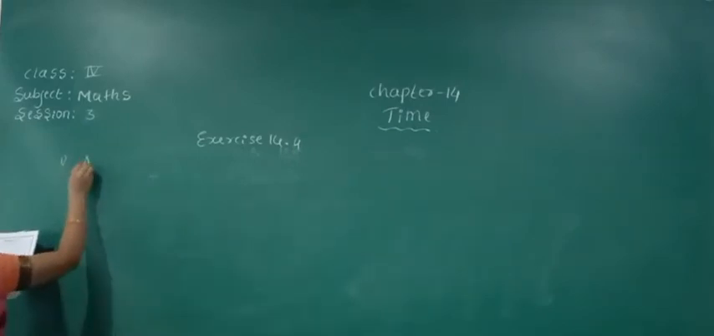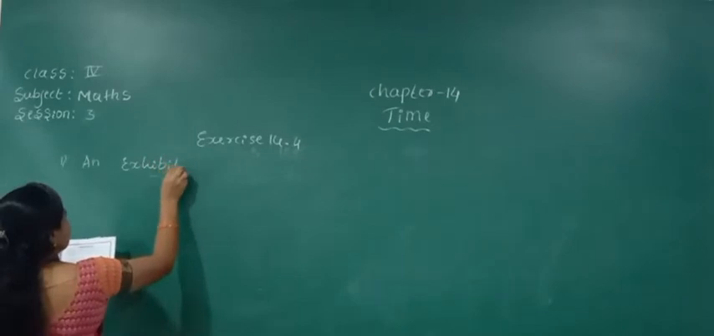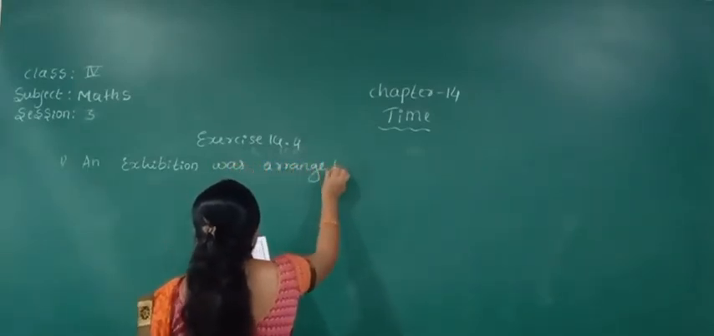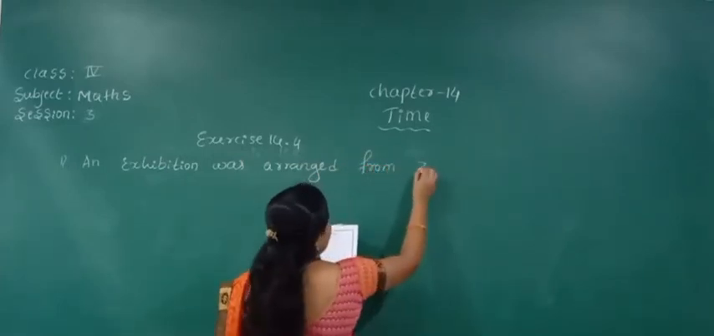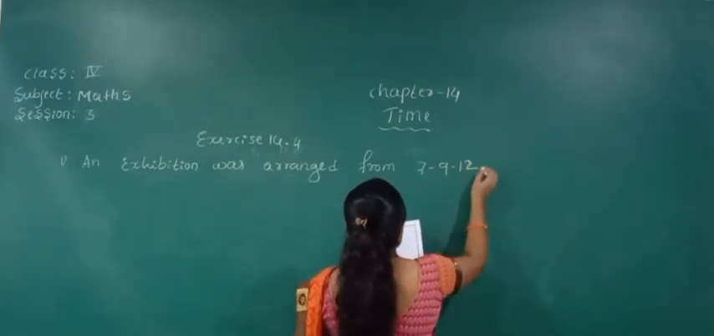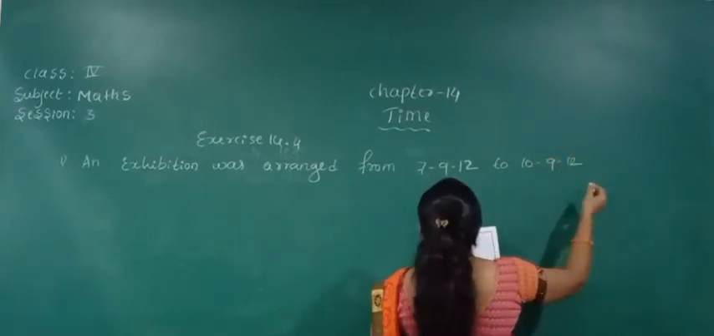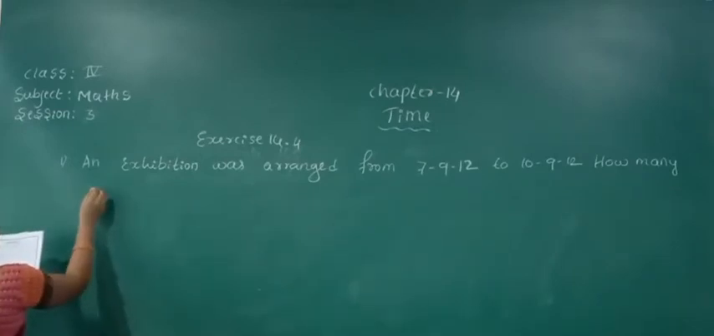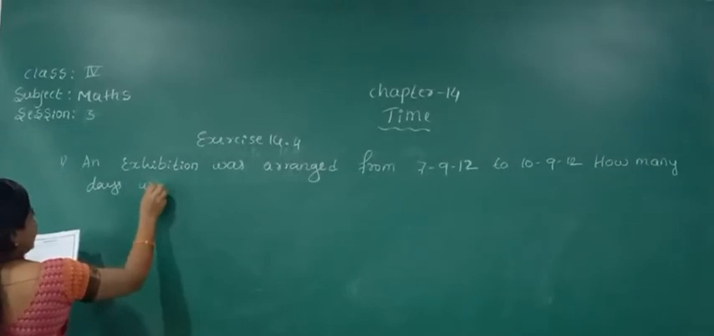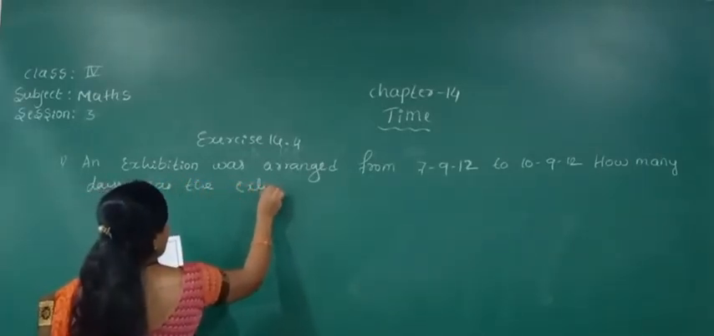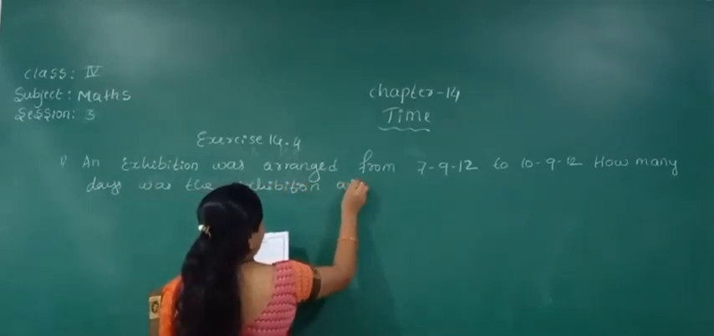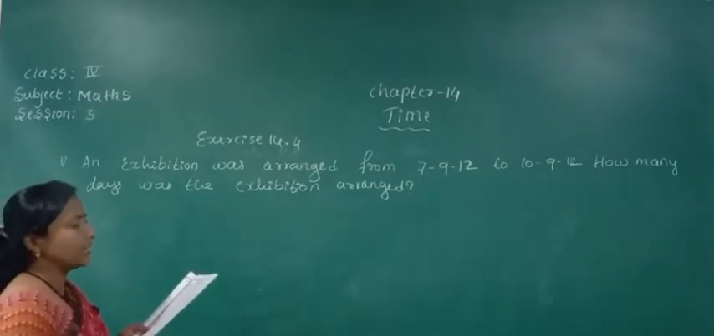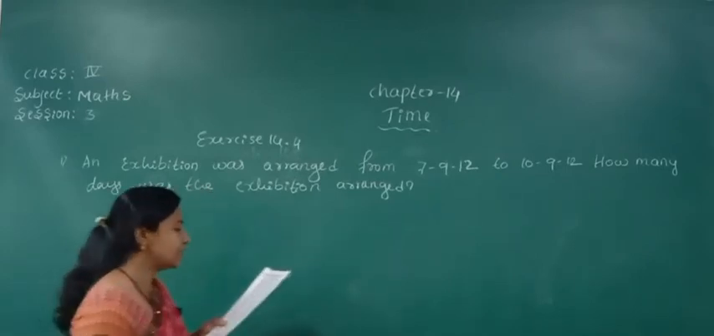Exercise 14.4. The first one they have given here: an exhibition was arranged from 7/9/2012 to 10/9/12. For how many days was the exhibition arranged? So how many days were taken to complete the exhibition? Yes, 7 to 10. Count 7 to 10: 7, 8, 9, 10.